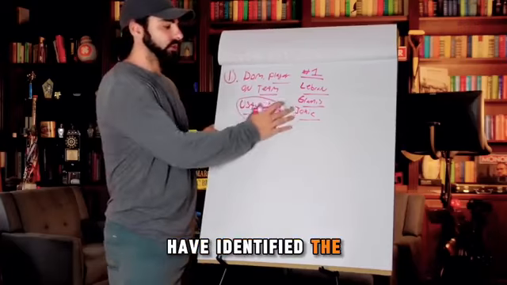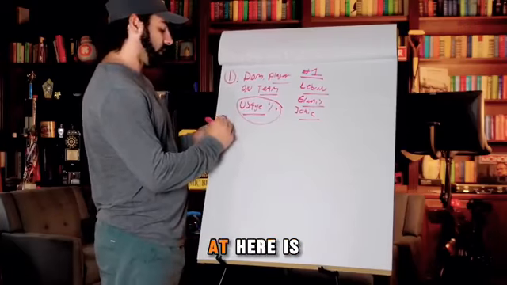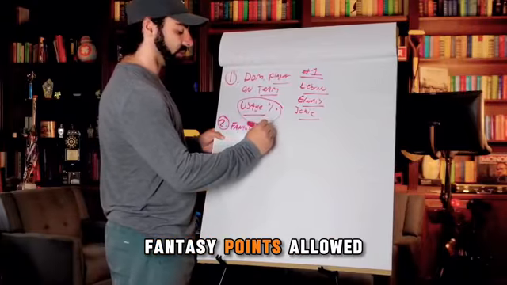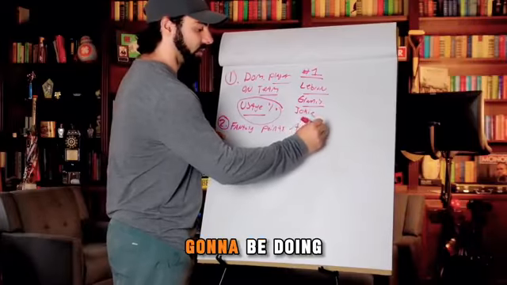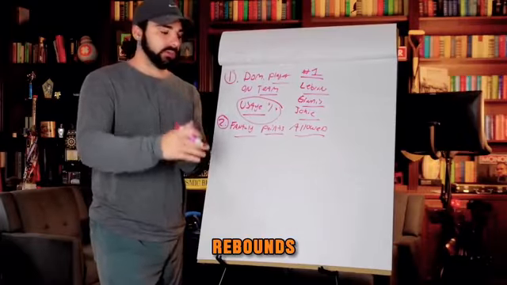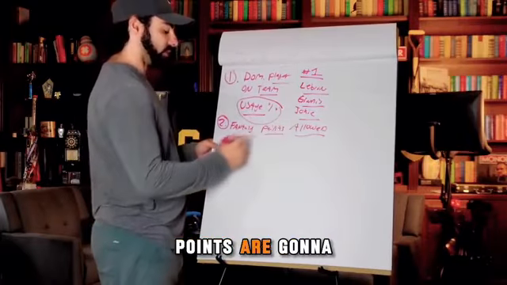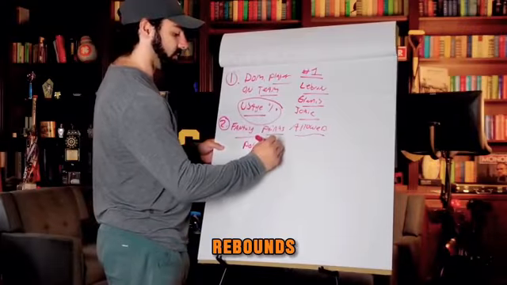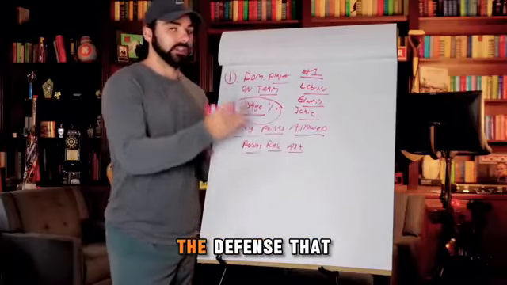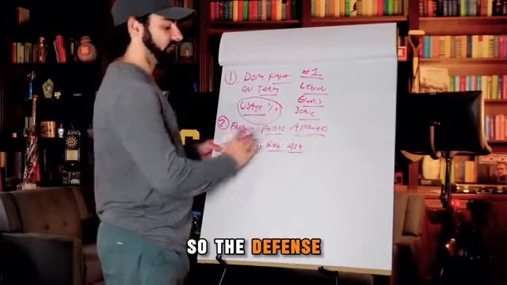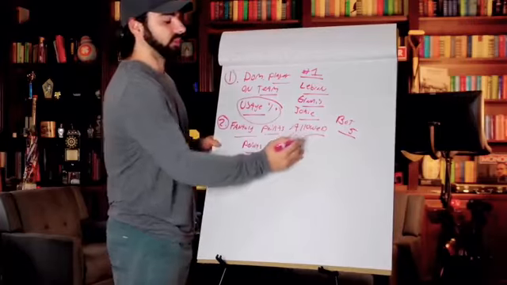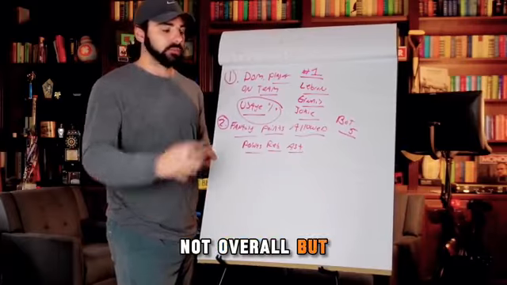Now, once you have identified the correct players and you have a list of players, the next thing we're going to look at here is fantasy points allowed. So what we're going to be doing here is correlating fantasy points to what they're actually doing on the court for their points, rebounds, and assists. Your fantasy points are going to correlate to your points, rebounds, and assists. We're going to be looking at that one player and the fantasy points allowed by the defense they're going against. The defense they're going against should be in the bottom five in fantasy points allowed per their position, not overall, but per their position.